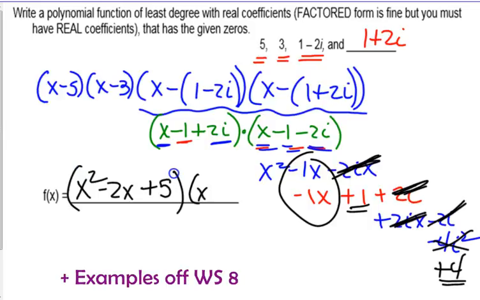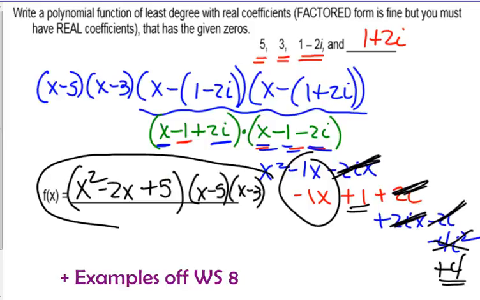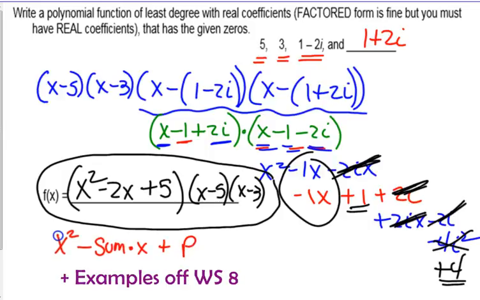Okay, and you need an x minus 5 and an x minus 3. Now do we have only real coefficients? Yeah. So you can stop. It doesn't have to be in standard form. Do you remember the shortcut? Yes. It is x squared minus the sum times x plus the product.